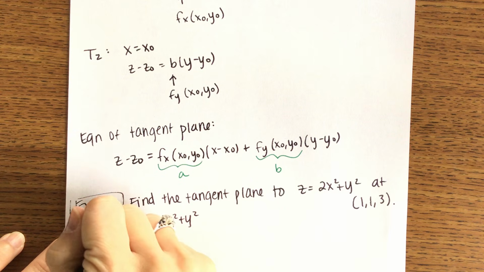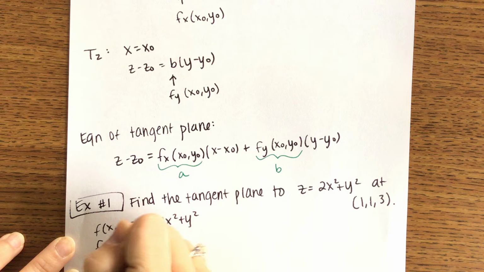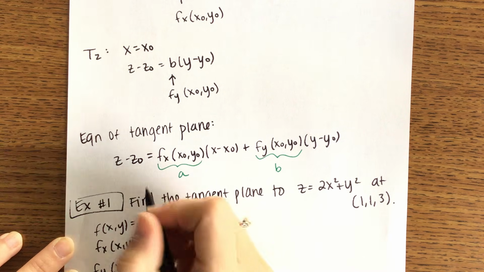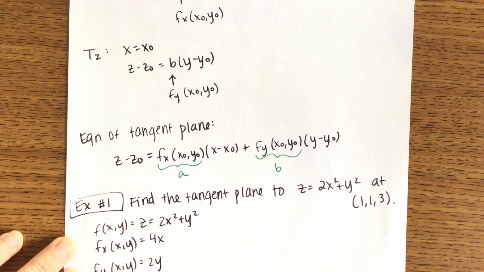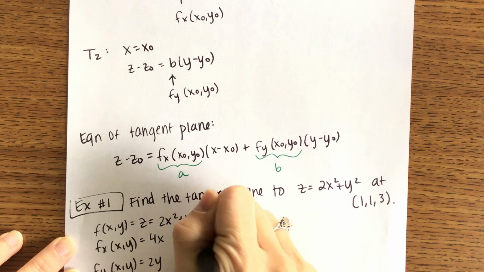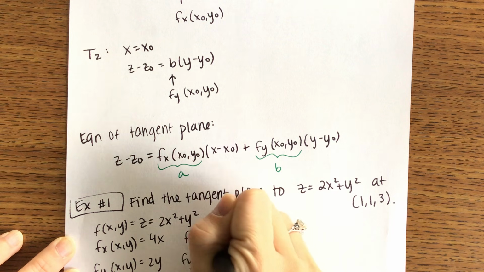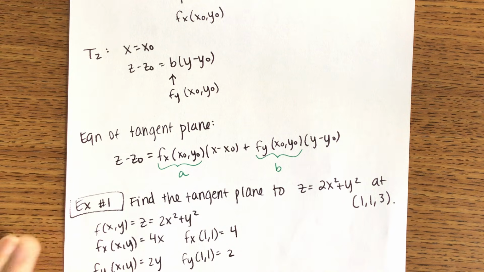We need the first partial with respect to x. We need the first partial with respect to y. If we take the partial with respect to x, we get 4x. Partial with respect to y, we get 2y. We need to evaluate both of those at the point 1, 1. So we get 4 and 2.